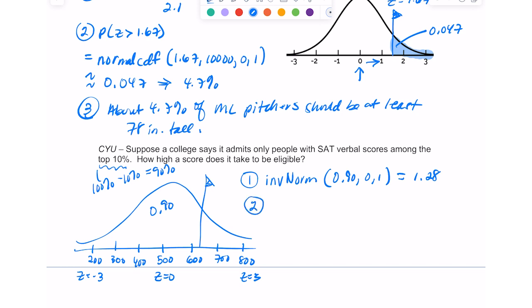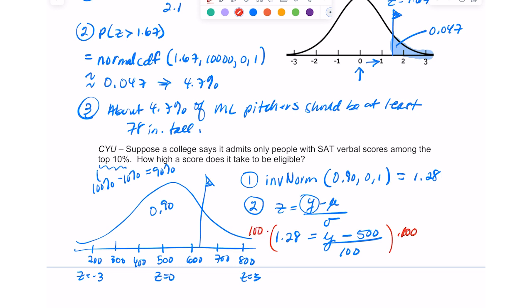So what I need to do now is use my z-score to work backwards. And I'm missing this, right? That's what I need to find, is the score that would make it eligible. So I'm just going to plug in. I know my z is 1.28. I'm looking for y. I know that the mean SAT score is 500, standard deviation of 100. So now I just need to solve that. So to solve, what I'm going to do is get y by itself. I'm going to multiply both sides by 100.